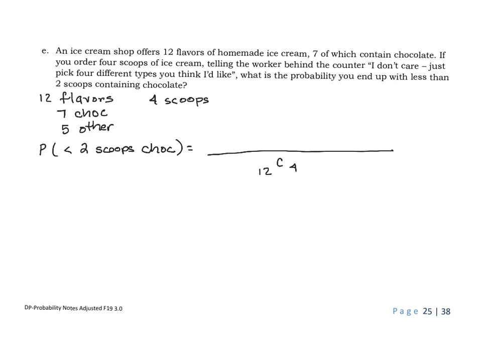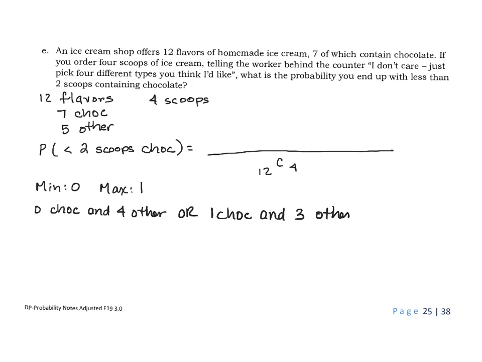All right, for our numerator, let's see what we have here. Less than 2 scoops, so that means 2 scoops of chocolate. That means our minimum would be 0, and our maximum would be 1 of the chocolate. Okay, so that means we would have 0 chocolate, and if we're ordering 4 scoops, we would have 4 other, or 1 chocolate and 3 other. That would make our 4 scoops.